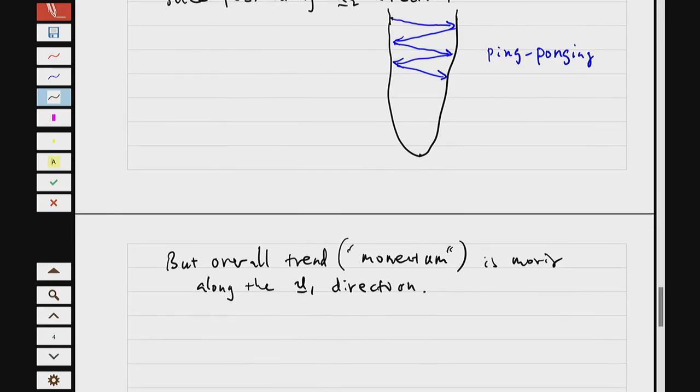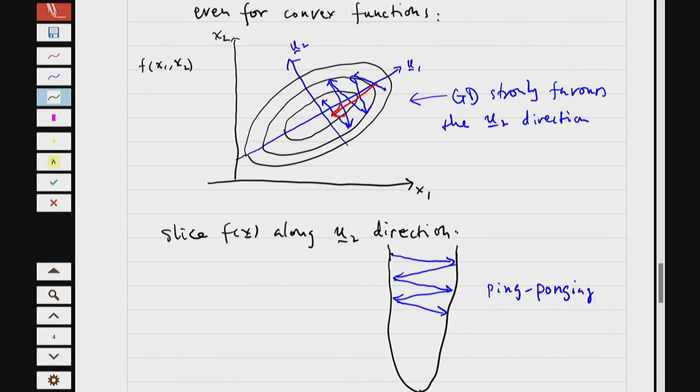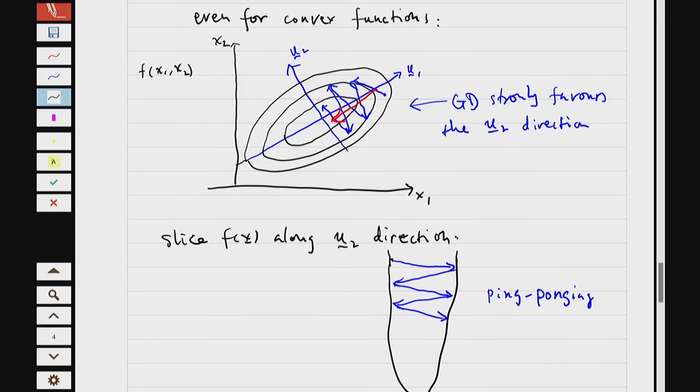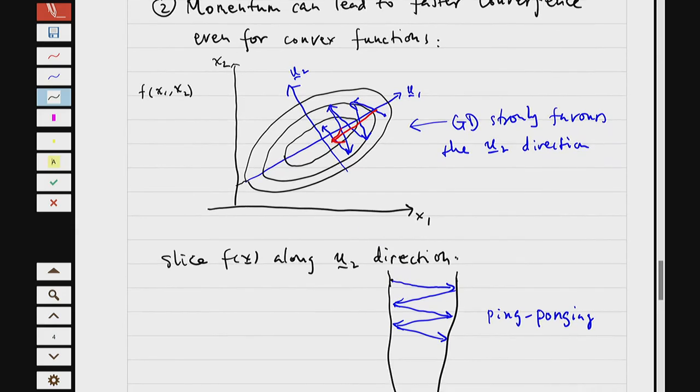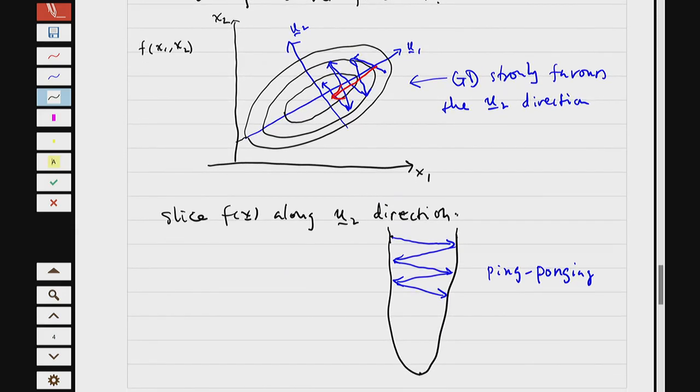So when you use SGD plus momentum, it certainly helps you, because you want to go in that direction. That's the direction you want to go towards the optimum point at the bottom of the canyon. Is this clear? So that's the idea, how momentum can help, even for convex functions.